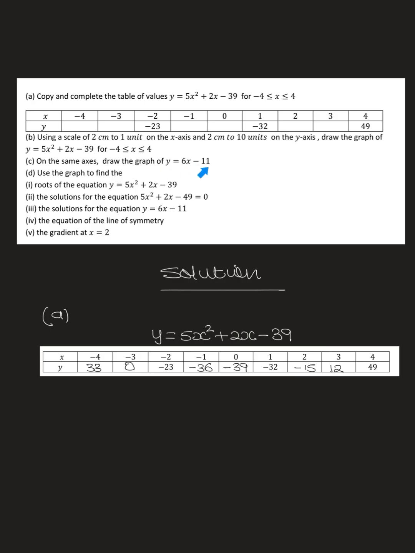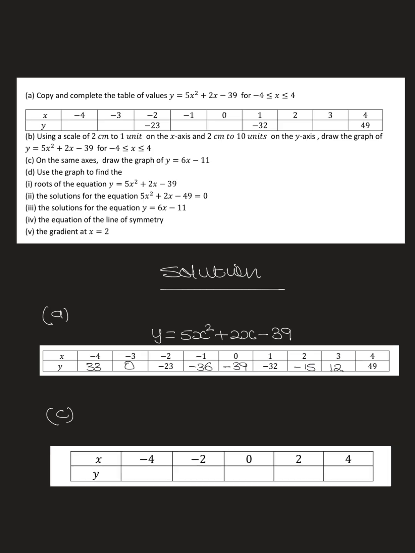There is no table that is given for it. So what we are going to do is to create a table for ourselves between the range of -4 and +4. You can select any 3 to 5 values of x. So question C, I'm going to bring a table, and this is my table. I want to know the value of y when x is -4, -2, 0, 2, and 4.